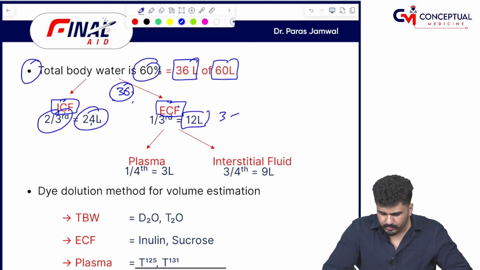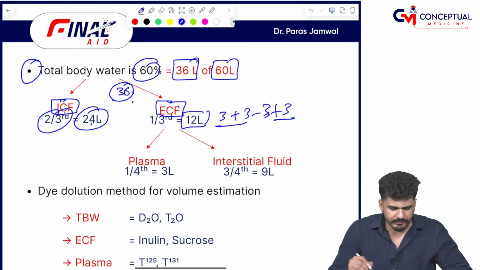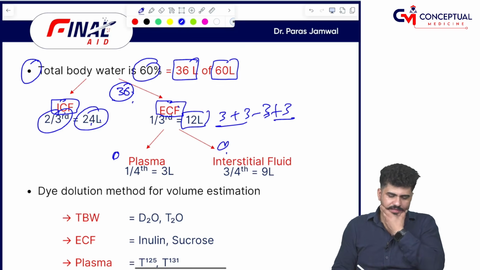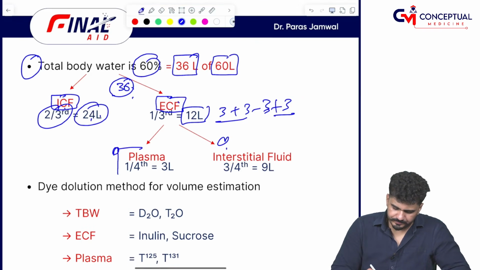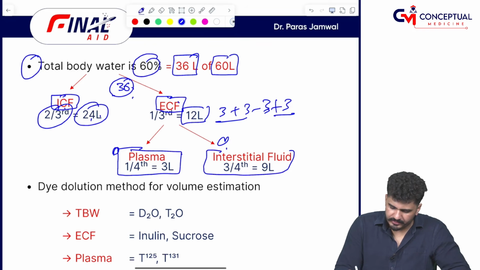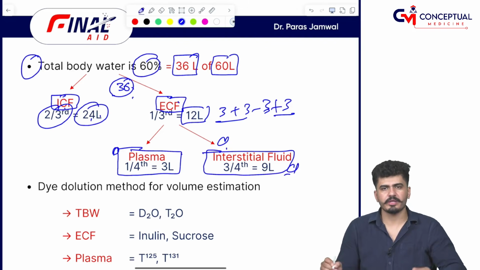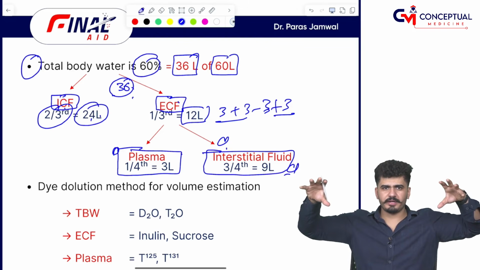Now we divide this into 3 plus 3 plus 3 plus 3, sir. Again we are dividing this into what, sir? Your plasma and interstitial fluid. Plasma is 1/4, that is 3 liters only. Interstitial fluid is getting 3/4, that is 9 liters only. So this is how your body fluid volume is divided.